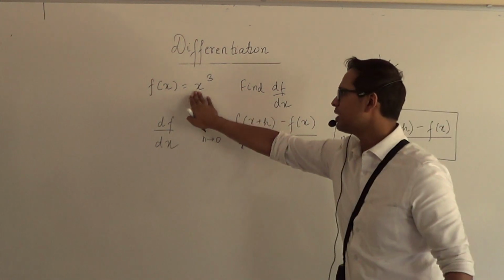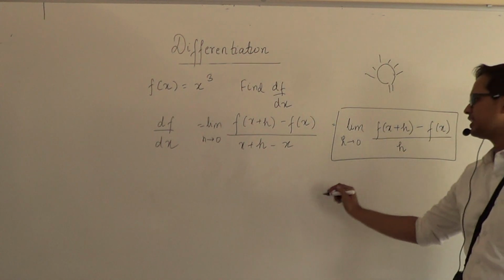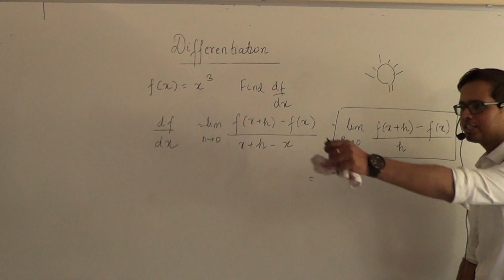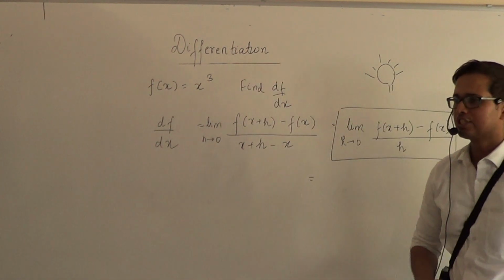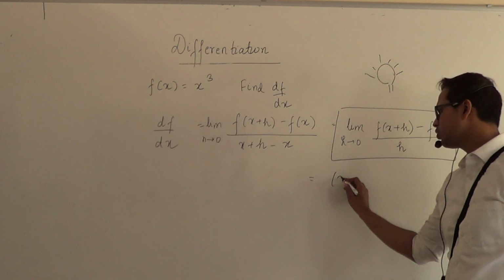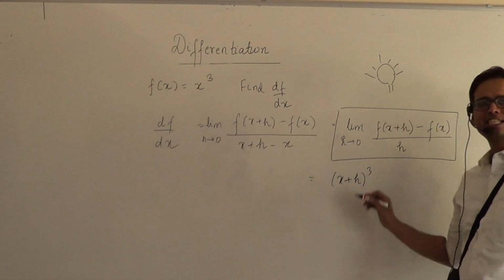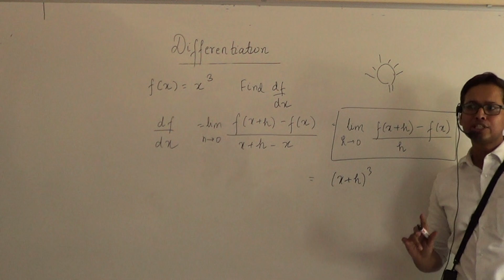So now in this case, my known function is x cube. So what will be f of x plus h? Krishna, f of x is x cube. What is f of x plus h? X plus h the whole cube. Is there anybody who thinks x cube plus h cube? Is there anybody who thinks x cube plus h?